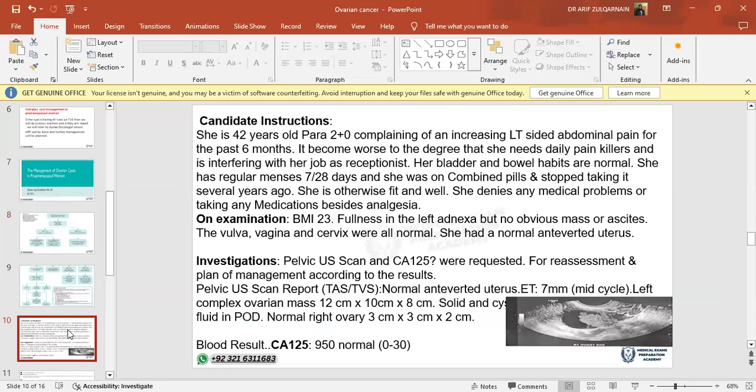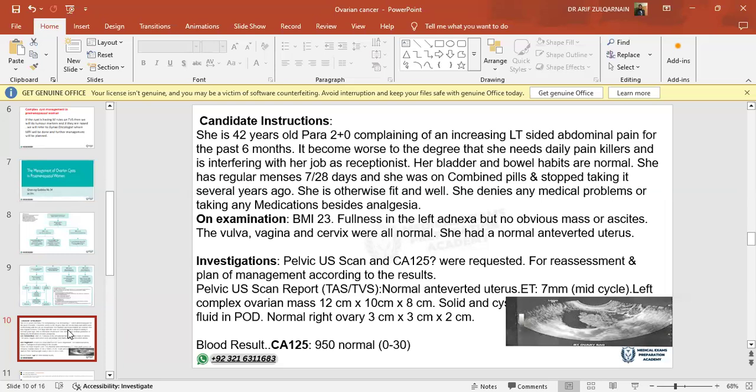She is para 2. She complains of increased left-sided abdominal pain for the past 6 months. It becomes worse to the degree that she needs daily painkillers and it is interfering with her job as a receptionist. Her bladder and bowel habits are normal. She has regular menses of 7 by 28 days and she was taking combined pills, but she stopped taking them several years ago. She is otherwise fit and well. She denies any medical problems and she is not taking any medicines besides analgesics.